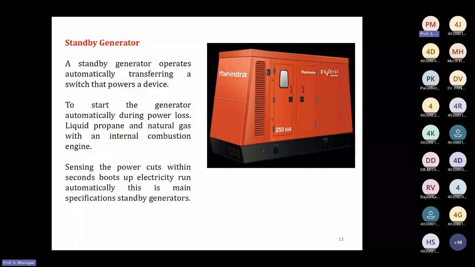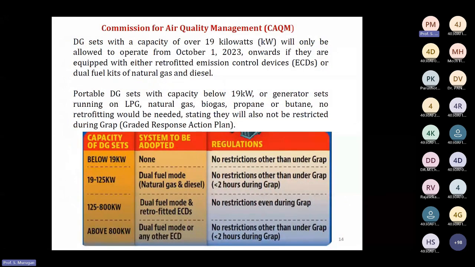Now, after the attraction of this diesel generator, everywhere people started installing this generator. As a result, it become a big headache to government of India. So government of India, of course, formed a commission for air quality management. Normally we call it as CAQM. So they, of course, brought guidelines for diesel generators alone.